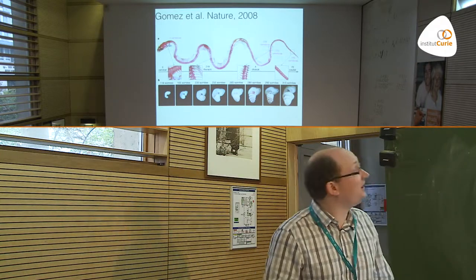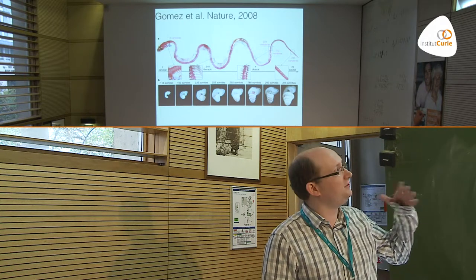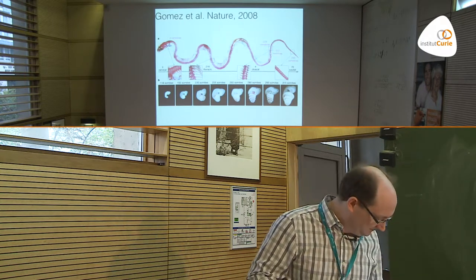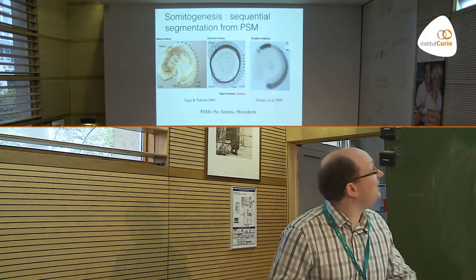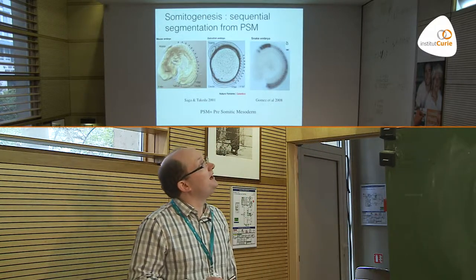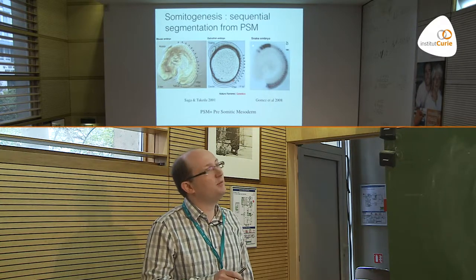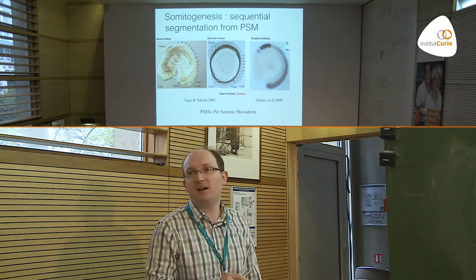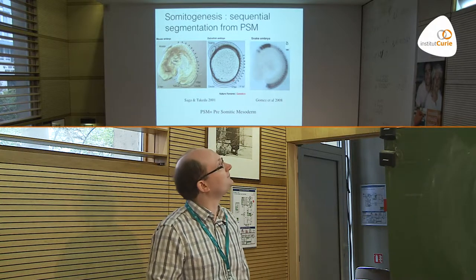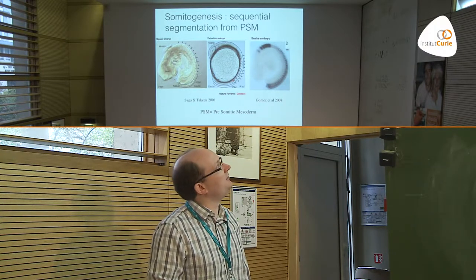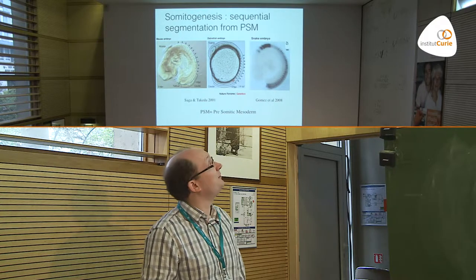So let's go a little bit more into the details of this process. Here I showed you three embryos: mouse embryo, zebrafish embryo, and snake embryo. This is just to show you that they look very much the same. And so the way segmentation works is the following. The way somitogenesis works is the following.